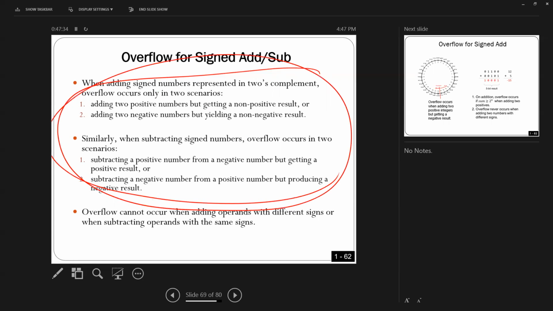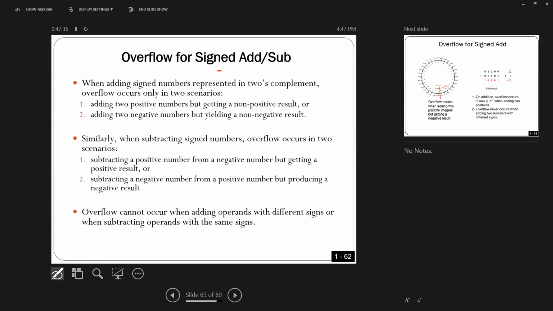So look here, guys. I told you when signed overflow should happen in case of addition, and this one in case of subtraction, and you will find both of them are the same. Because I'm going to convert, this is in case of sign, I'm going to convert the subtraction to addition. You will see right now. If you add 2 positive numbers and you get a non-positive number, which is a negative number, this is one case. In this case, there is signed overflow.